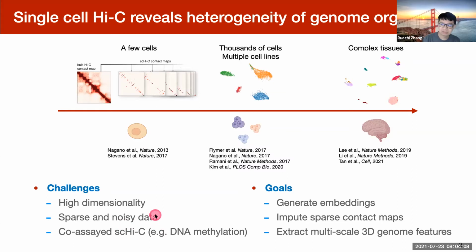To address those issues, an end-to-end single-cell Hi-C analysis framework is needed. In particular, it should be able to generate embeddings for the single-cell Hi-C data. It should be able to impute the sparse contact maps and then extract multi-scale 3D genome features from it. Potentially, it can also integrate with other single-cell modalities for joint analysis with 3D genome features.